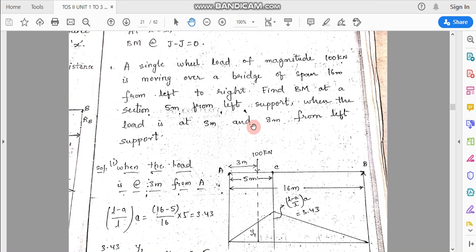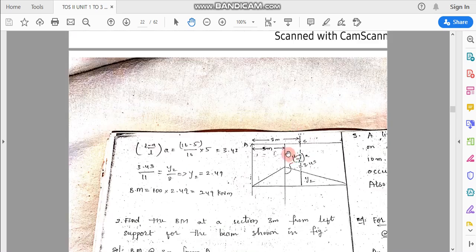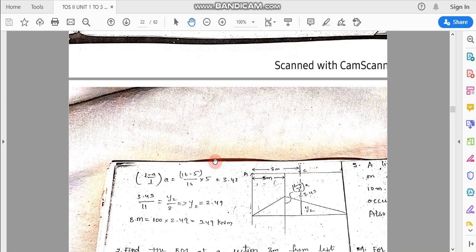Now he is asking us to calculate at 8 meters from left support. That means my load is 8 meters from left support. So my section is here, whereas the load is at 8 meters. Simply this value will be the same, only the ordinate will change, that is 2.49. So bending moment is equal to 100 into 2.49. You got 249 kilonewton meter. We all know that whenever the load is at the center, you will get maximum bending moment. So this is how you got your bending moment values with the help of influence line diagram.